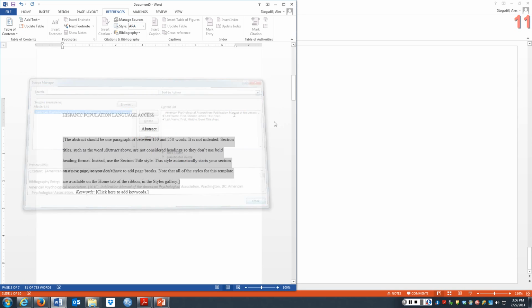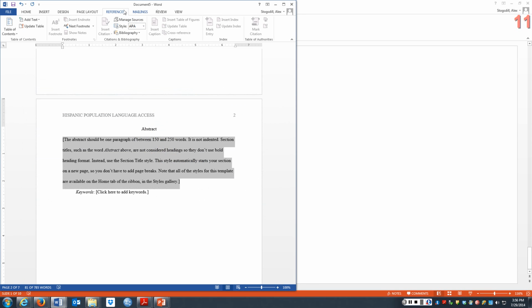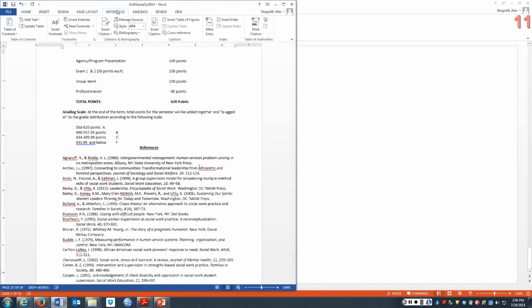I was playing with it earlier and it worked just fine. Okay, so we're not going to save it. But I did it on here, and so if I went here like this and I want to insert the citation, it pulls up and look, it puts it right in there in the APA format.